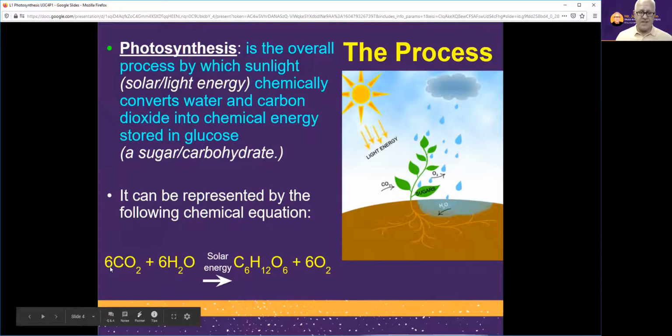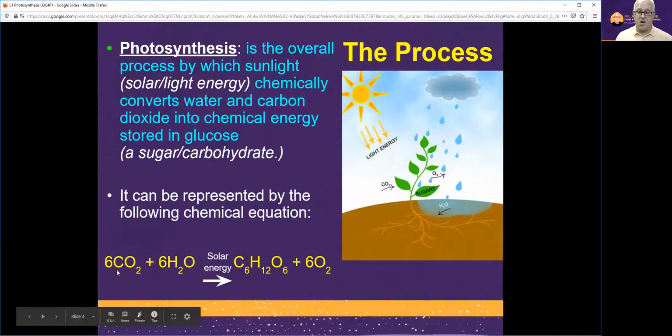We're going to take 6 CO2, which is carbon dioxide, plus 6 water molecules. They're going to combine together, form a chemical reaction with solar energy, and the product, what comes out, is going to be C6H12O6, 6 carbons, 12 hydrogens, 6 oxygens, plus 6 more oxygen molecules.